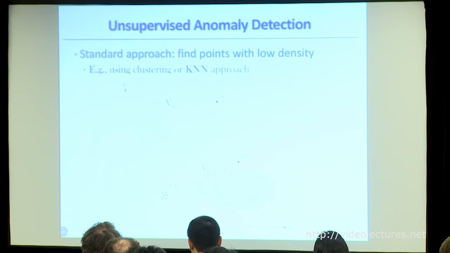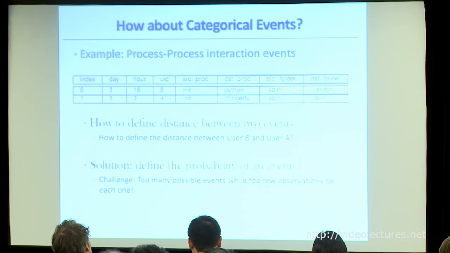And in order to detect this anomaly data, actually we can use simple approaches like clustering on these data points, and then for those data points that are far away from the main clusters, probably we can treat them as anomalies. But now when we come to this type of data, which we call categorical events, we see that it's very difficult to do that, okay?